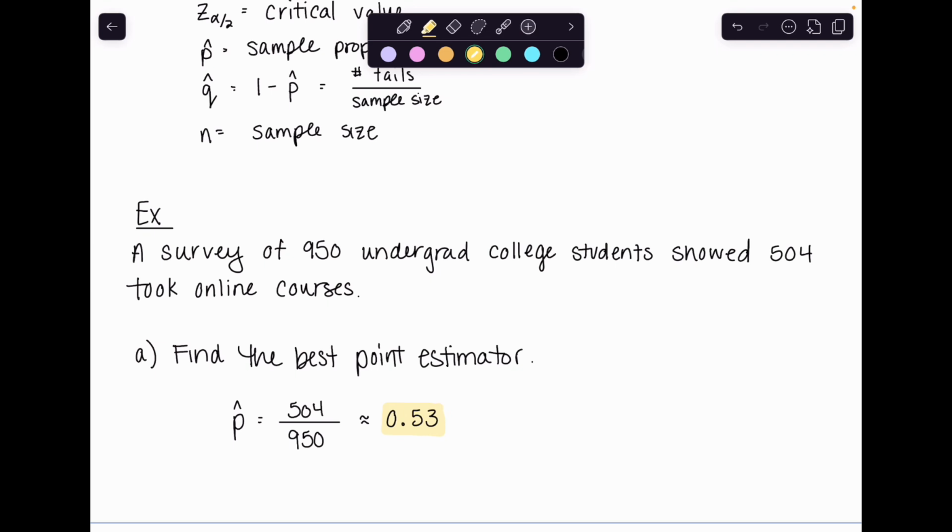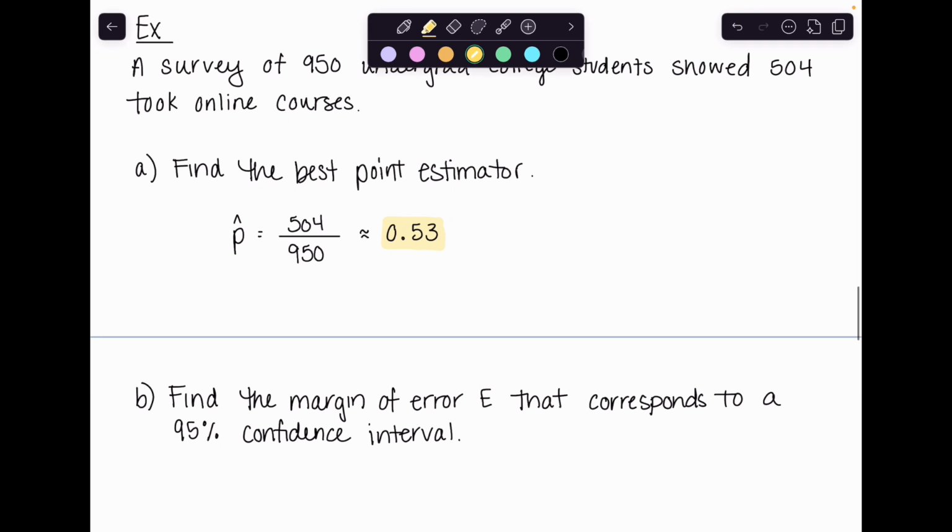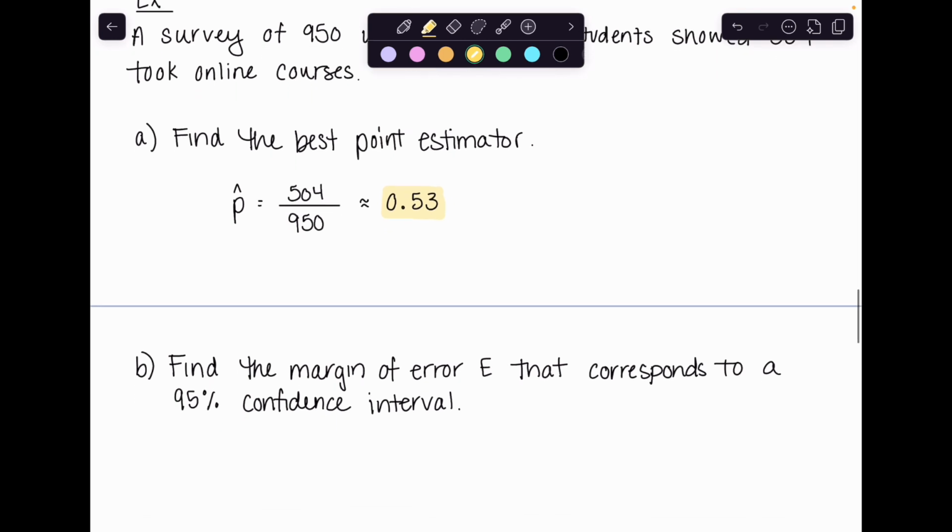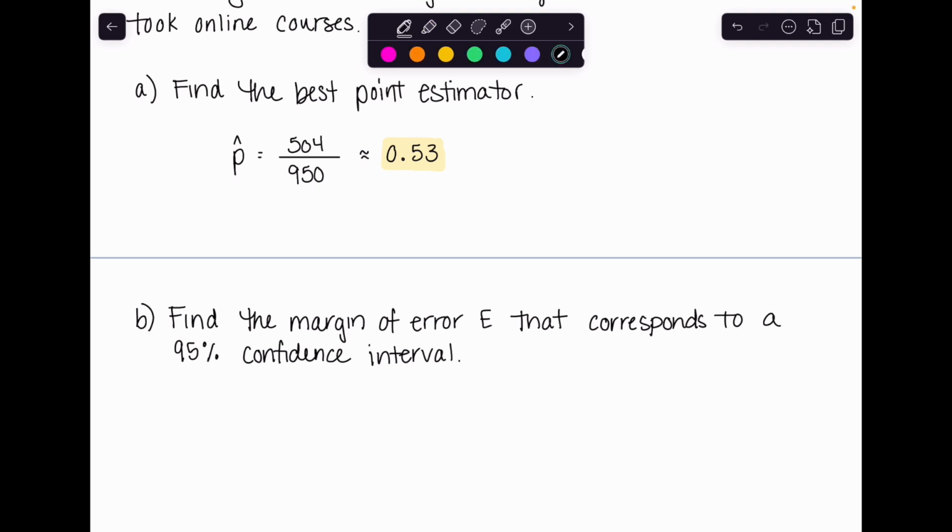But what I want is how confident can I be this is a true value? I know it's likely not, but can I find an interval that I think the true value lies in between? And so we're going to start by finding the margin of error E that corresponds to a 95% confidence interval. So again, the way we find E is we take that critical Z value, so this is how many standard deviations we need to be around the mean, and we multiply it by what we estimate the standard deviation to be. And standard deviation always involves a square root.